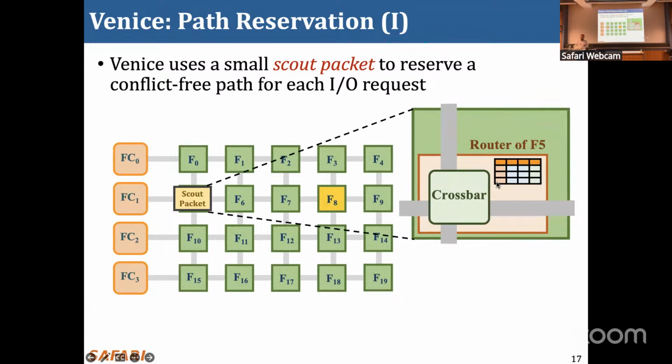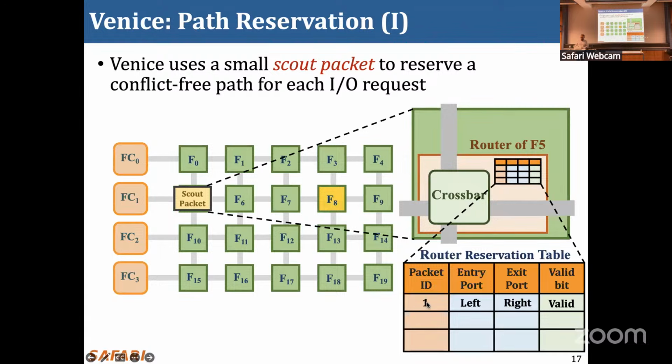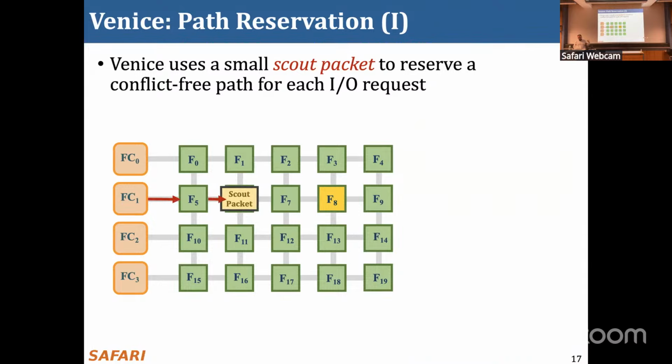In each router, we have a reservation table. We can reserve the packet ID with the entry port and exit port, and then mark it valid. Essentially, whatever comes from the left port will exit from the right port. That's a reservation, and it also simplifies the routing logic. While the scout packet is moving, we are also reserving until it gets to the destination. And since all these links are bidirectional, we can move back to the flash controller using the reserved path.